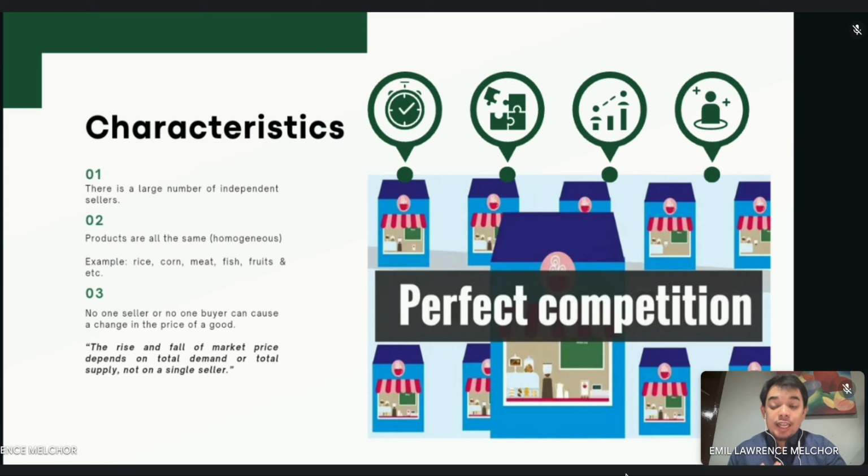The third characteristic is that no one seller or no one buyer can cause a change in the price of a good. So as a seller, you cannot actually influence the price. For example, the price of your rivalry must be the same as the price of the goods that you are selling. Because once you increase the cost of a good, the customers will no longer buy your products, right? Since buyers are looking for a particular product at a cheaper price, I think the main concept here is price, which customers aim to purchase goods at a lower cost.